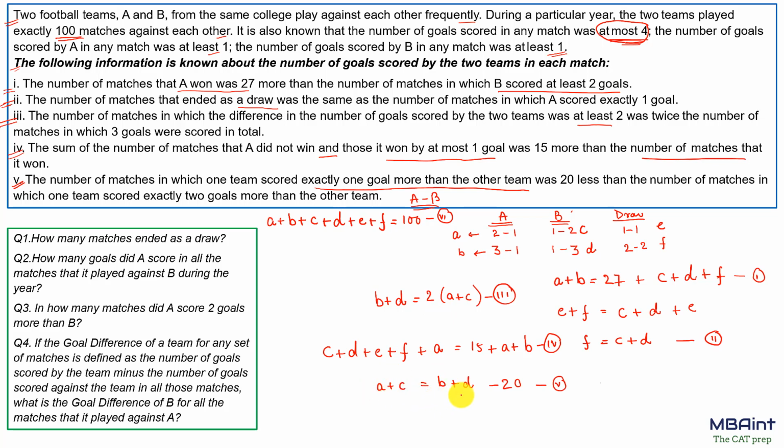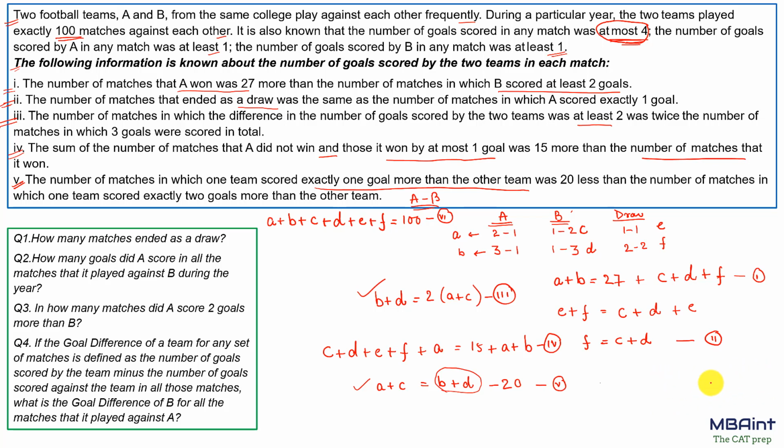Now if I take the value of B plus D from here, solving equation 3 and equation 5, what will I get? In place of B plus D, can I write A plus C plus 20? Just solving this equation and this equation. In place of B plus D, I'll put A plus C plus 20. So A plus C plus 20 equals 2 times A plus C. So this clearly gives the value of A plus C. And what is the value of A plus C? So the value of A plus C becomes 20. A plus C equals 20.